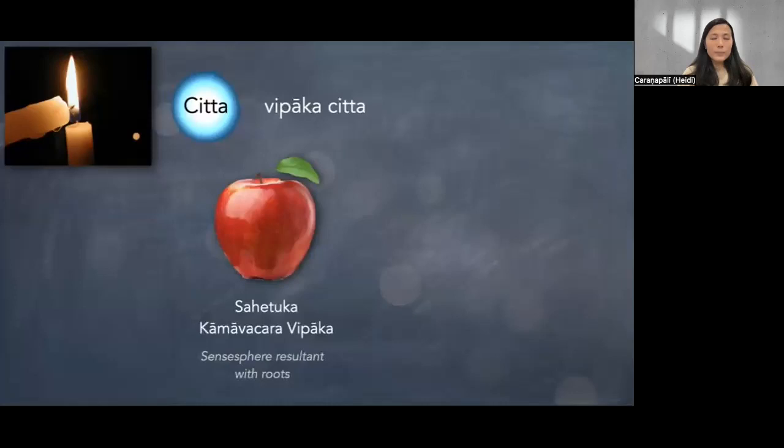Of course, rebirth linking consciousness is always a resultant consciousness, always vipaka citta. It cannot be wholesome kusala or akusala, but it will be the result of kusala or akusala. So it's always vipaka citta that performs the relinking function. Now let's see what other kinds of cittas can perform this relinking function.